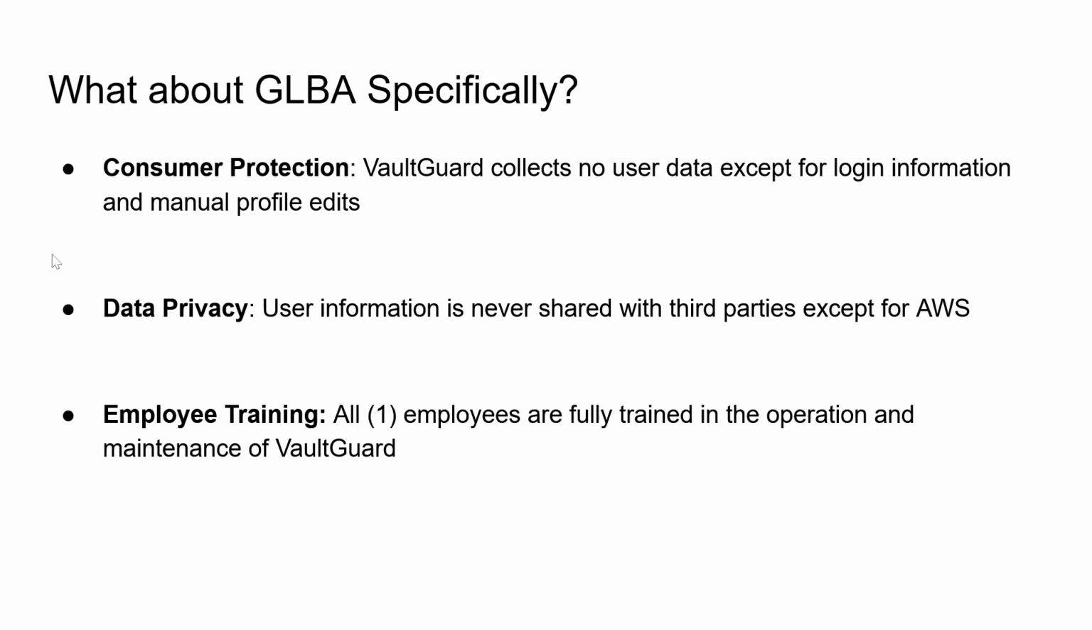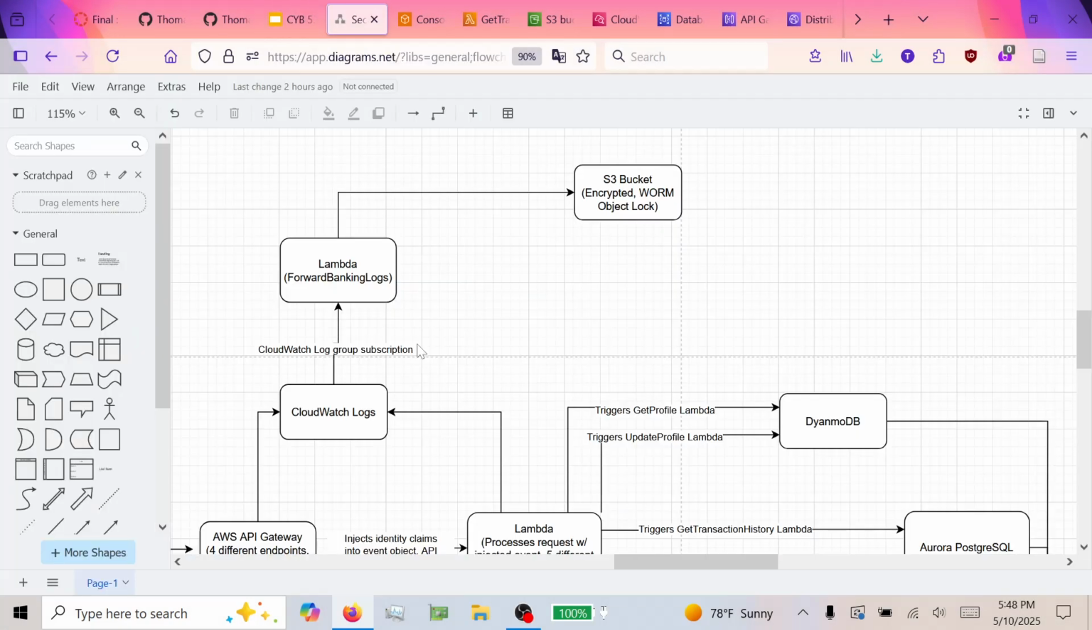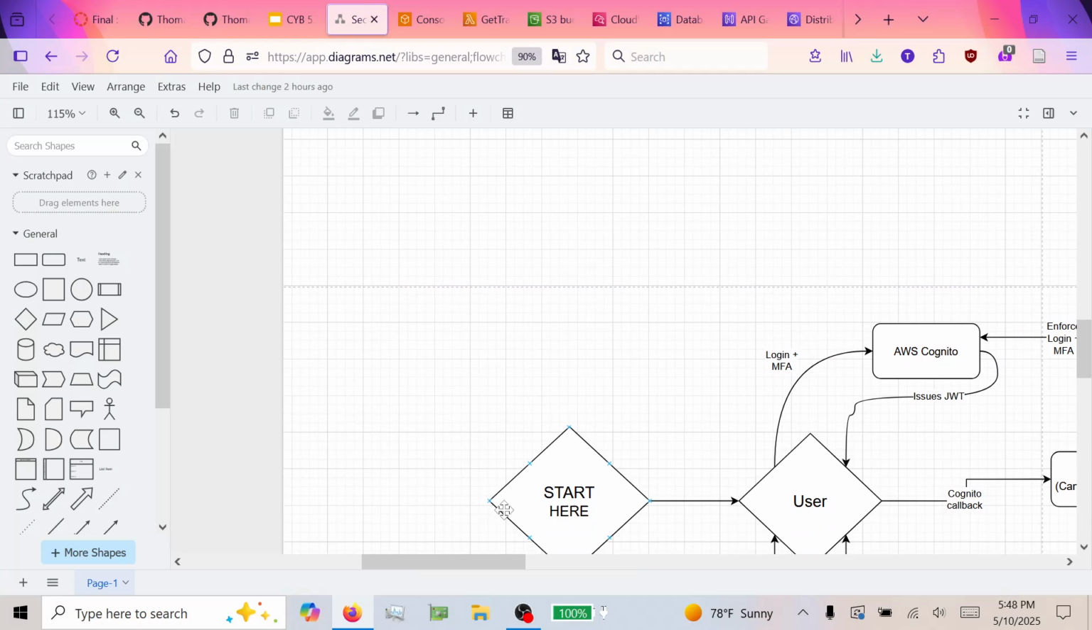And for consumer protections, the GLBA: VaultGuard collects no user data except for whatever users want to customize in their profile, and none of that user information is ever shared with any third parties except for the necessary AWS, who is hosting the infrastructure. And all the employees of VaultGuard are fully trained and ready for operation. Let's upgrade to VaultGuard today. And let's go over a data flow diagram.